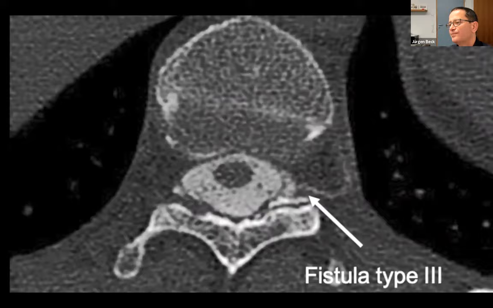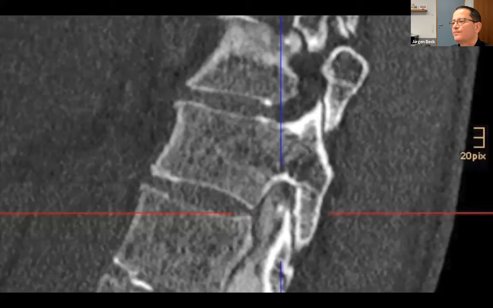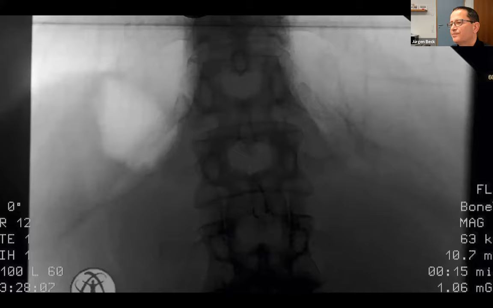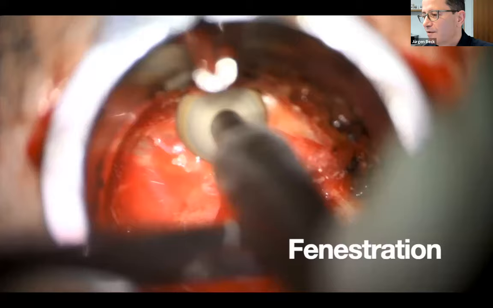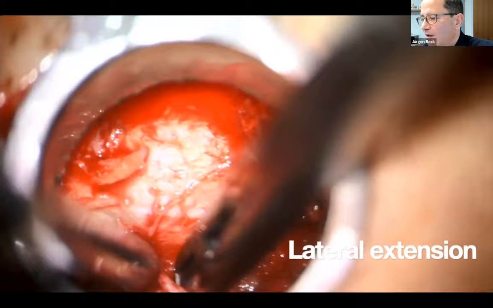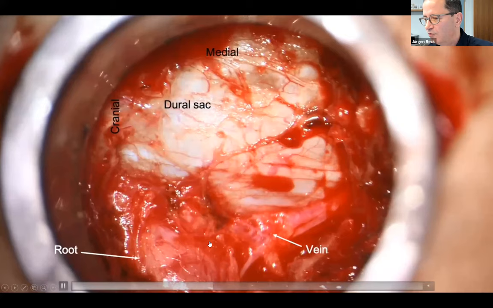And then we can go to the OR, knowing exactly where the leak is. And then we can, again, use this small incision, use a tubular retractor, tailor our small fenestration, have access to the dura, and then you have this epidural space and there is nothing but veins. So how can you tell this is a CSF venous fistula? You never know, there are so many epidural veins.